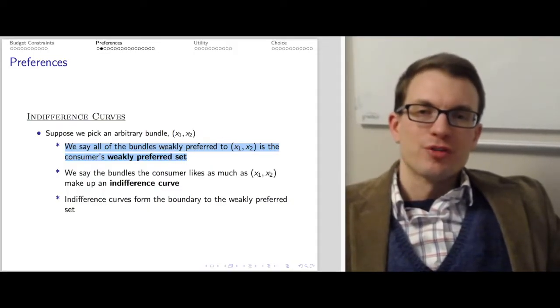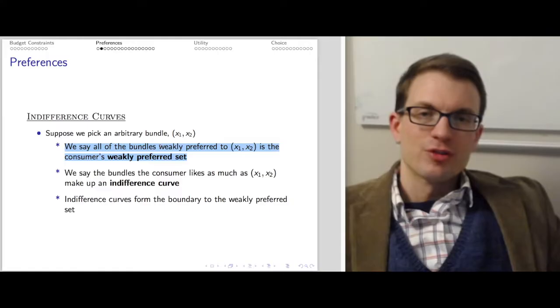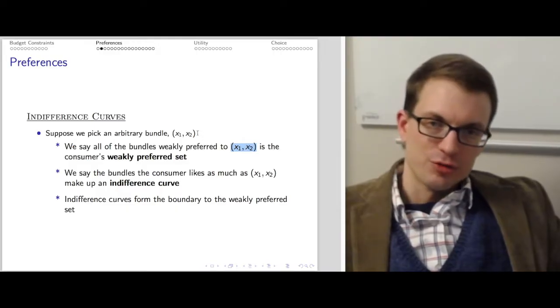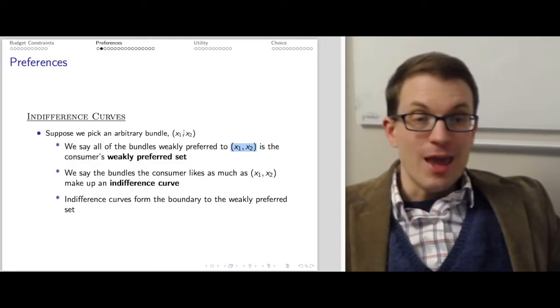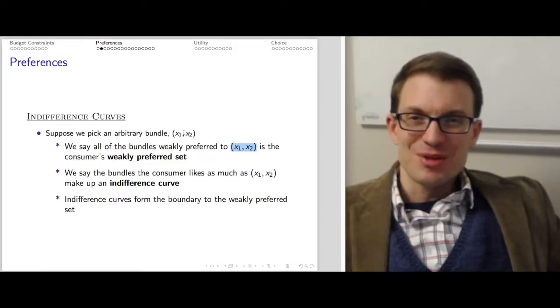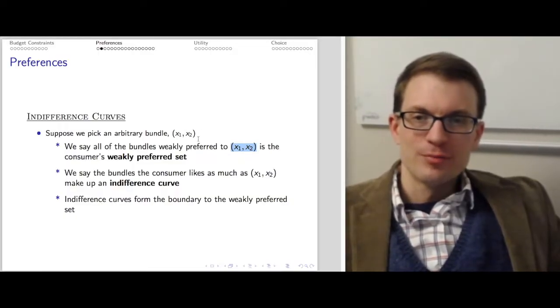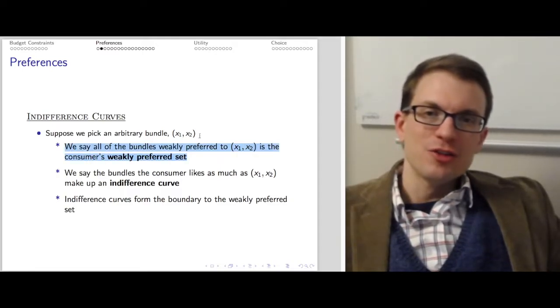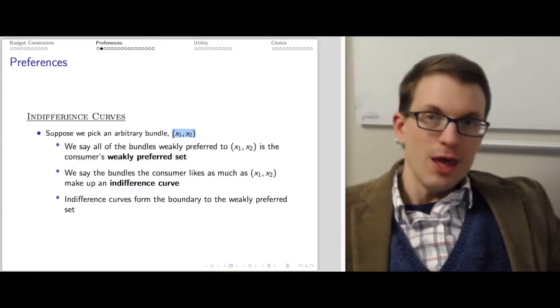Weakly preferred works similarly. Weakly preferred is going to include all the bundles that we strictly prefer to the one we're talking about, and all those that we're exactly indifferent between, that are equally good. So the weakly preferred set is going to include all the ones that are at least as good as this one we're talking about, and all the ones we like better.